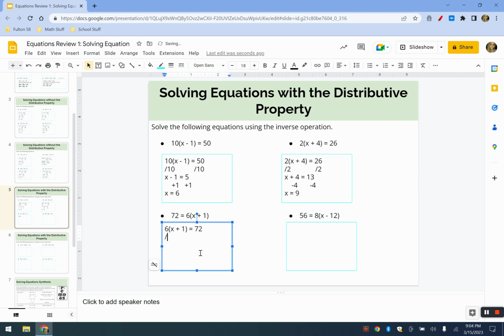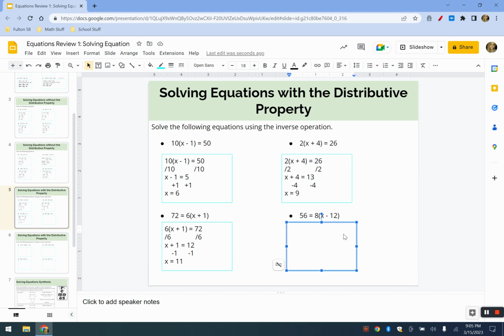Okay, first step, divide both sides by 6. We get x plus 1 equals 12. And then subtract 1 on both sides. Sorry, hang on. Computer spazzing out. And we get x equals 11.